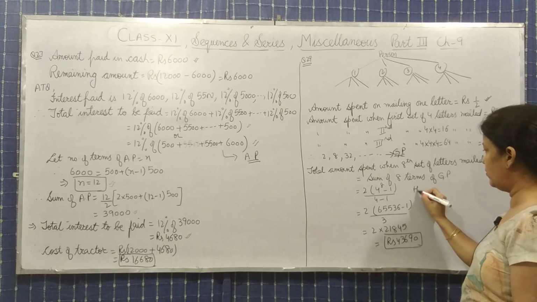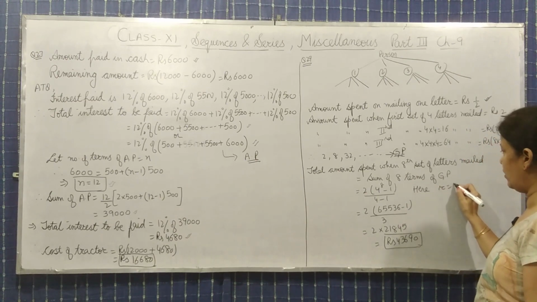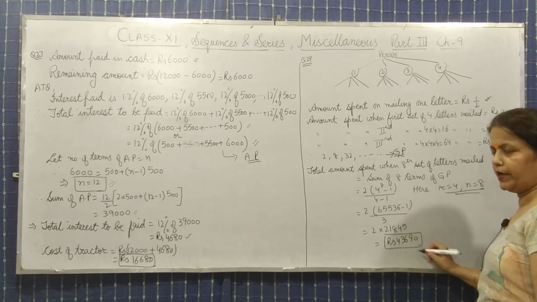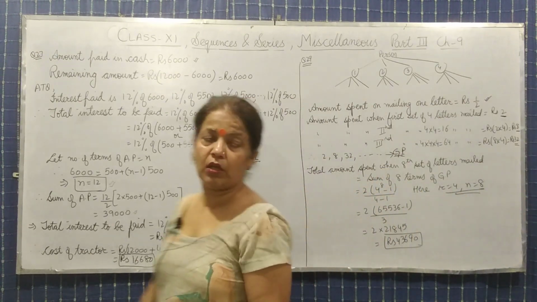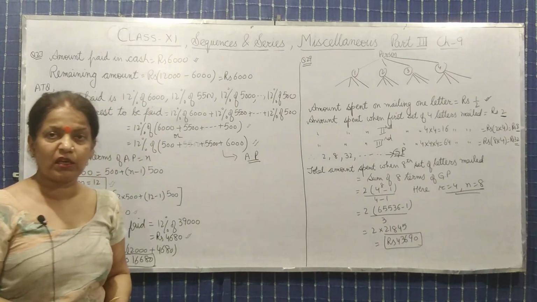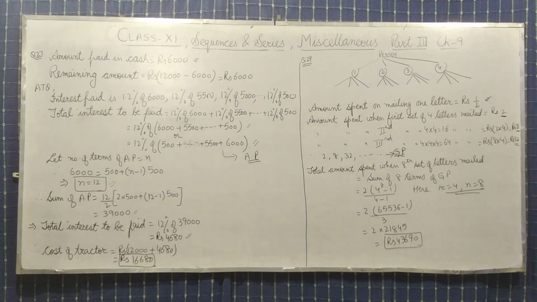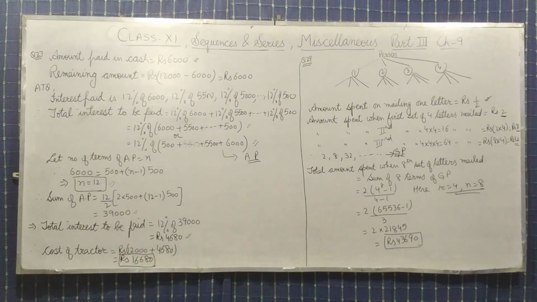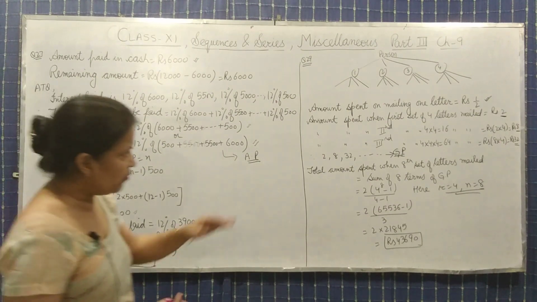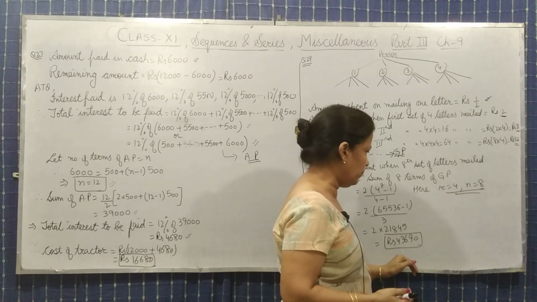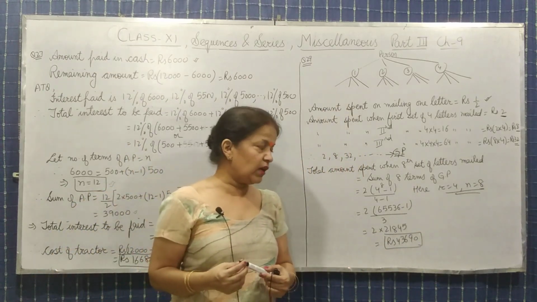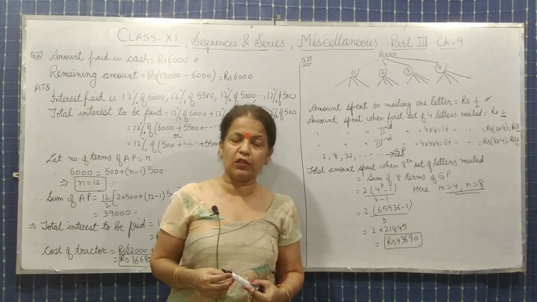Here r equal 4 and n equal 8. Solve it, you will get the answer as rupees 43690. 43690 rupees, or the total amount has to be spent when 8th set of letter is mailed. So this amount here is the amount spent when 8th set of letters is mailed.